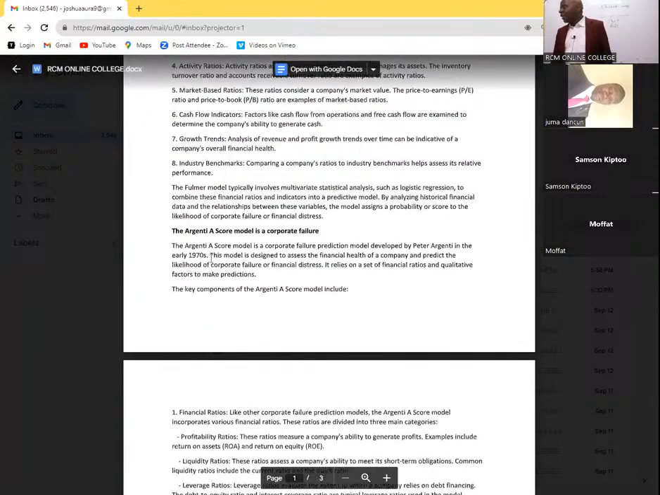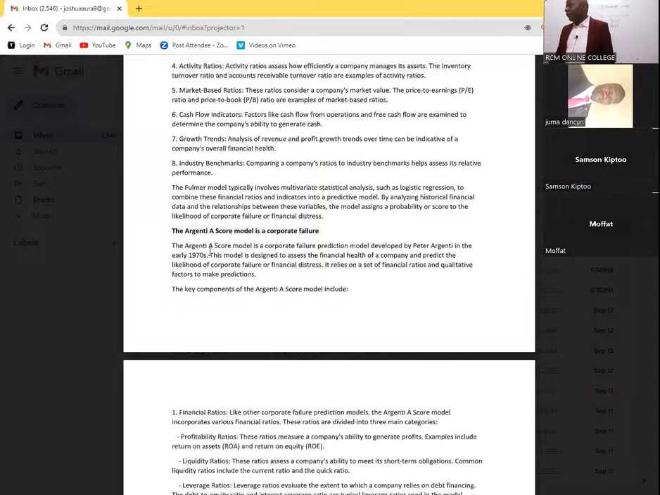So we are discussing here the Argenti A-score model, a corporate failure prediction model developed by Peter Argenti in the early 1970s. The model is designed to assess the financial health of a company and predict the likelihood of corporate failure or financial distress. It relies on a set of financial ratios and qualitative factors to make predictions. Actually, in most cases, it looks at qualitative factors. It measures bankruptcy using qualitative factors.